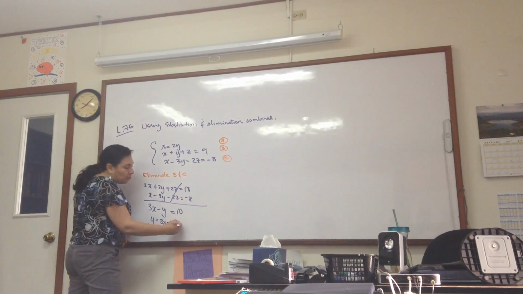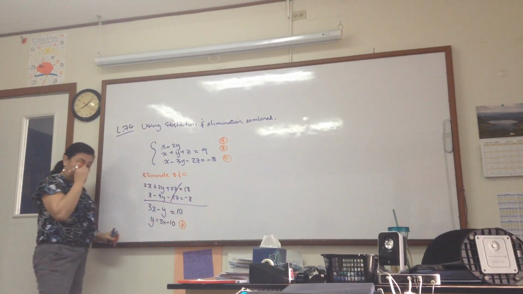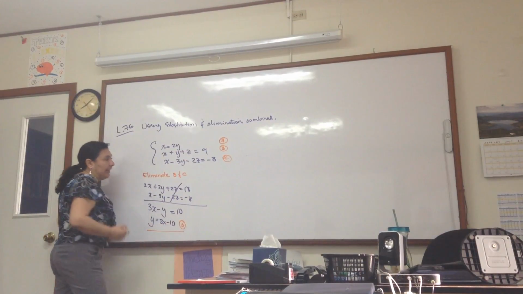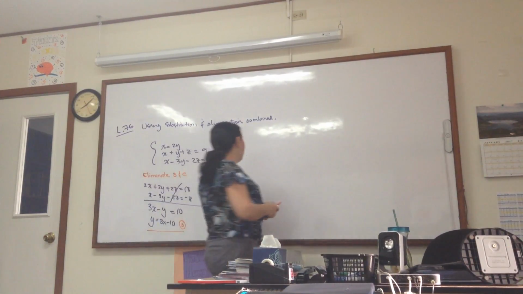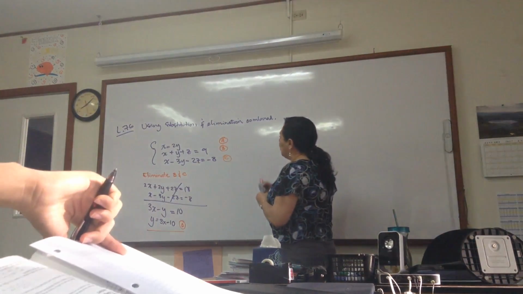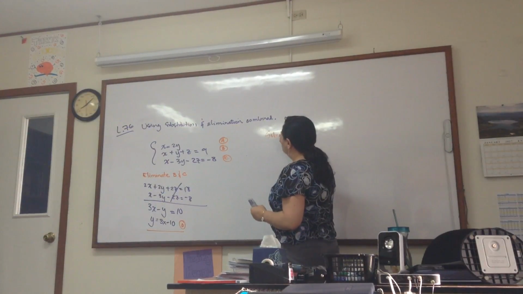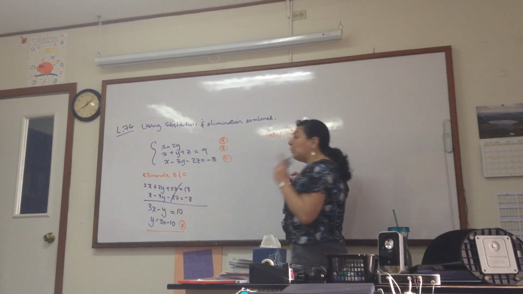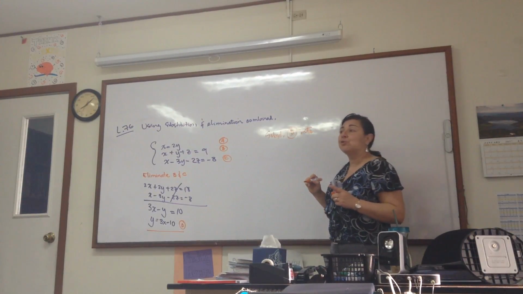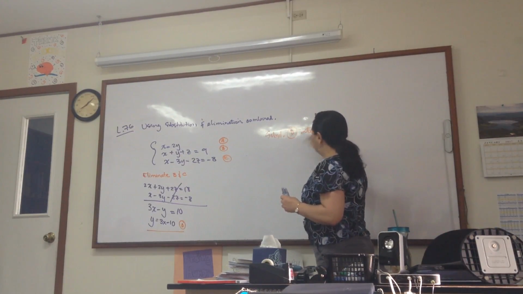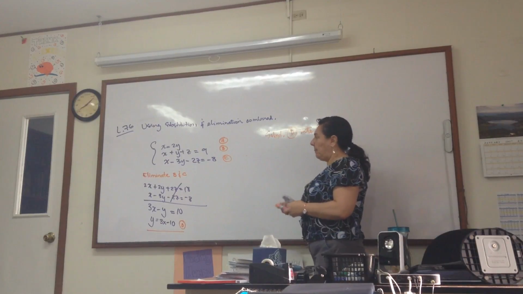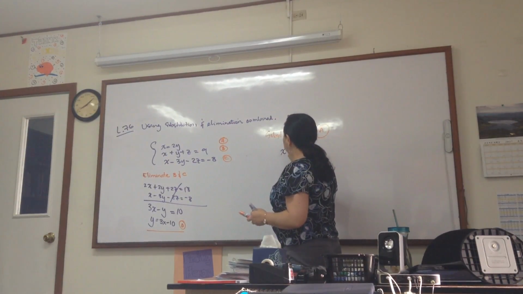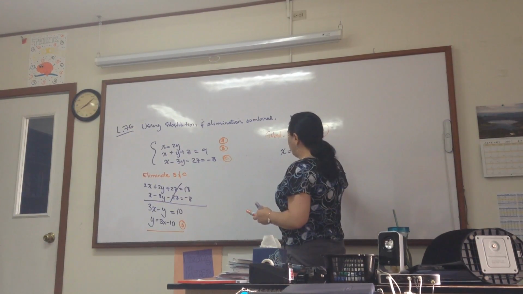So I'm going to call this one D, this new equation that I have. Now I'm going to substitute D into B, the only one I haven't used. Which one haven't I used? A. X equals 2y, and you already got y. So x equals 2 times 3x minus 10.